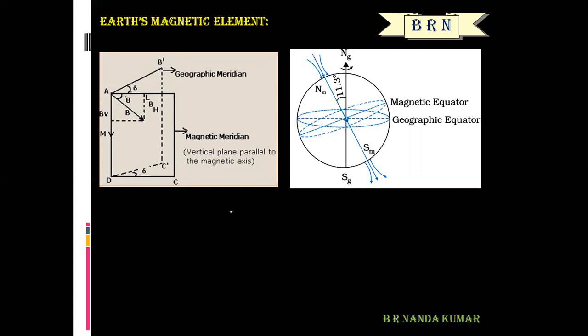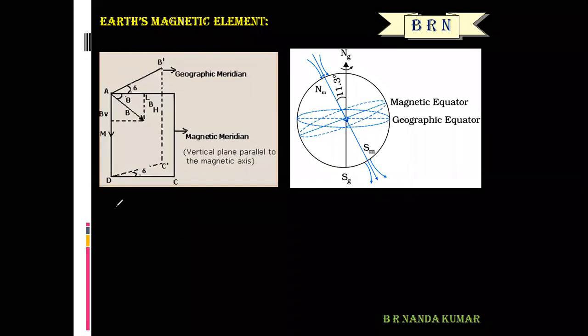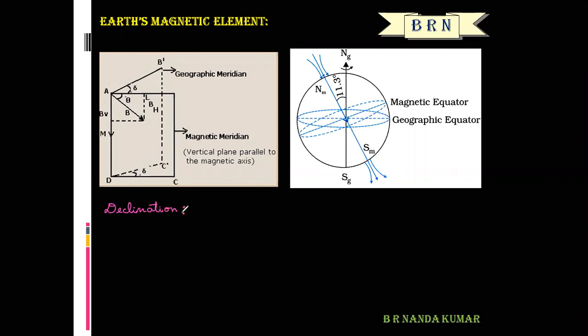Okay, so there are three different types of Earth's magnetic elements. First, let us discuss the first one, that is declination. So before going to discuss declination, first let us discuss the meaning of the magnetic meridian and geographic meridian. First, look at this diagram.